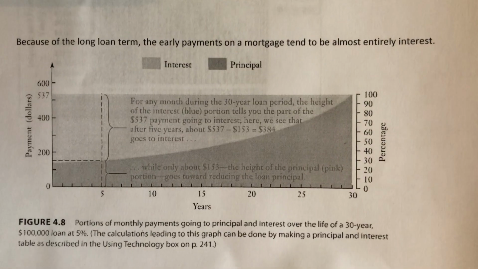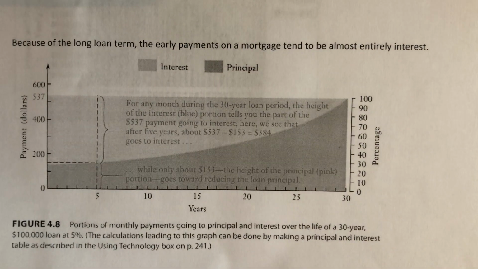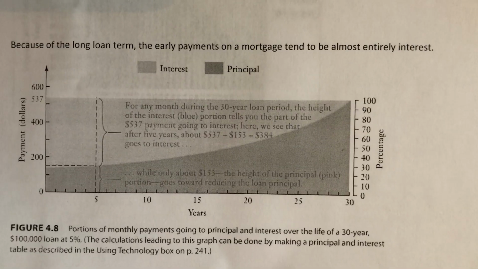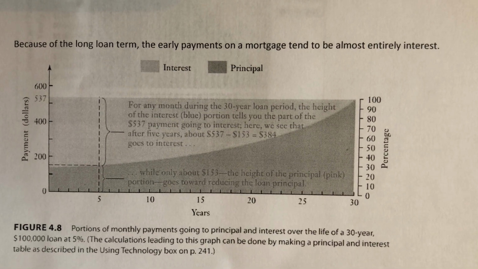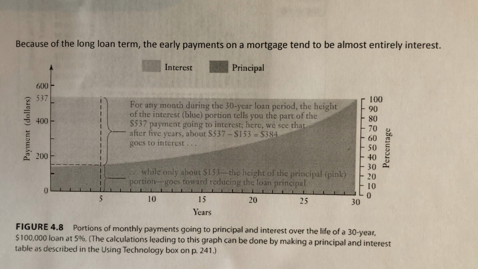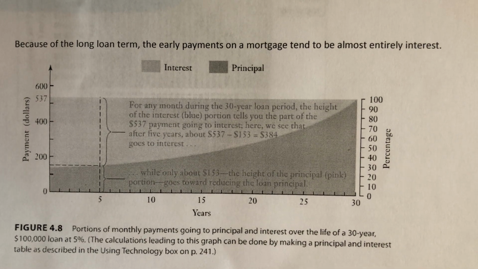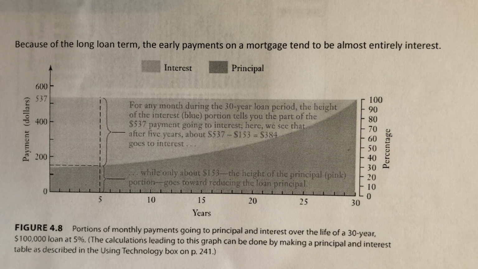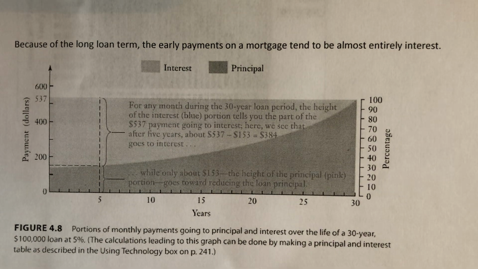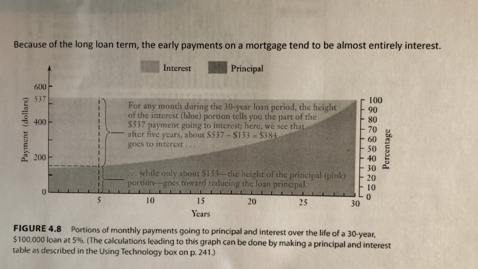All right, so this one shows the interest versus the principal. So at the beginning, most of what you're paying goes to interest. Okay, so in this case, we had $537 payments. $384 went to interest, only $153 went to the principal.